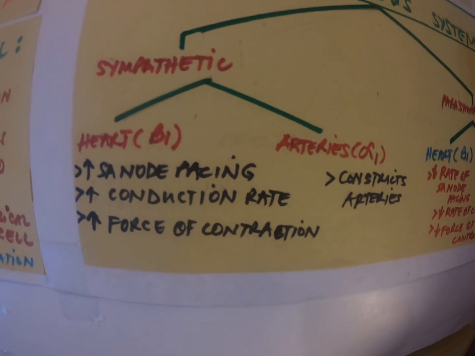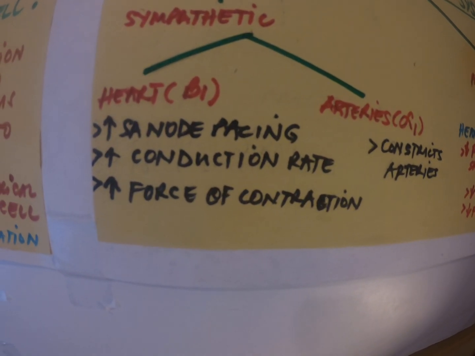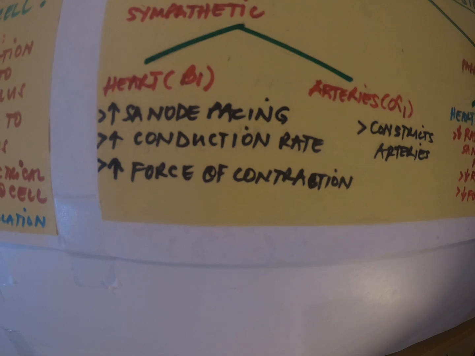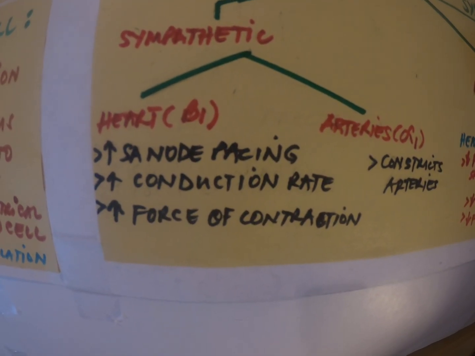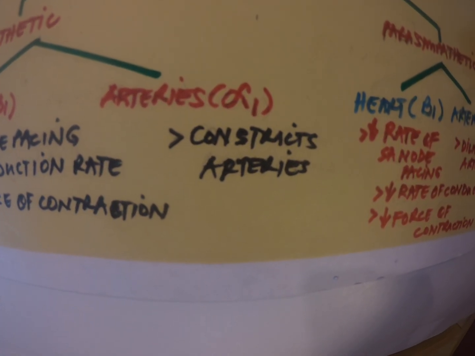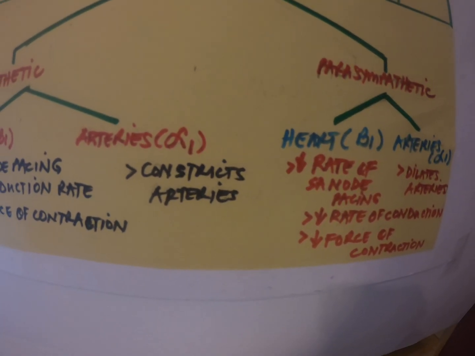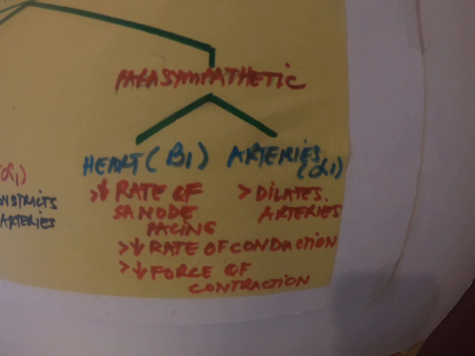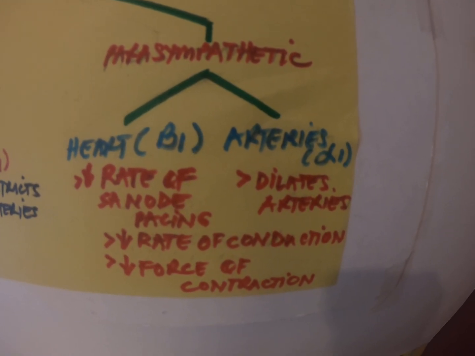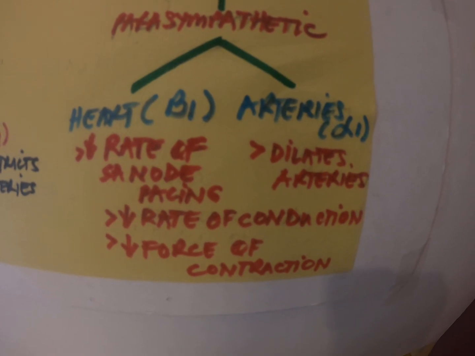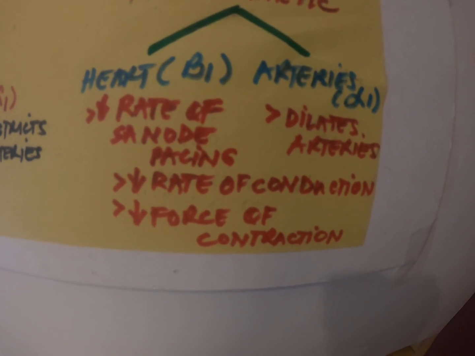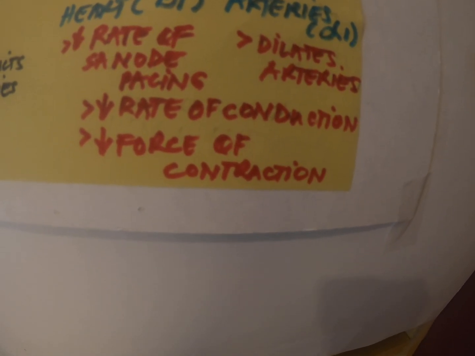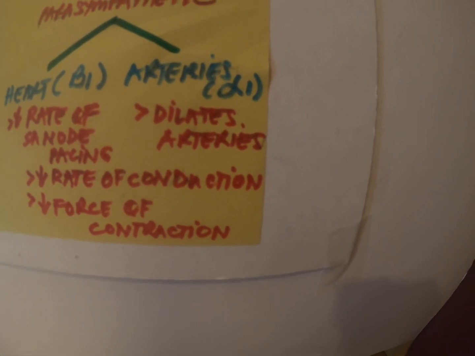So if we will stimulate sympathetically the heart, we will be increasing the SA node pacing. We will increase the conduction rate, and we will increase the force of contraction. Those are the effects on the heart. How about the arteries? There will be vasoconstriction. Parasympathetic nervous system, once they are enhanced or stimulated, they do the reverse or the opposite of the sympathetic stimulation. With regards to the heart's response, the rate of pacing slows down, the rate of conduction slows down, and the force of contraction will be weaker or slows down. And the arteries will dilate.